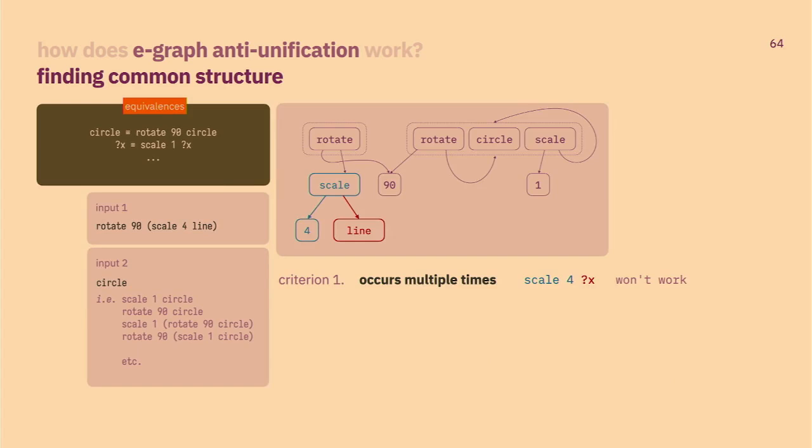First, our abstraction should be usable in multiple places. For example, I have some simplified inputs on the side here, and learning the abstraction scale for x wouldn't work since it only occurs one time in the E-graph. There's no point in learning a library that you can only use once in your entire corpus.